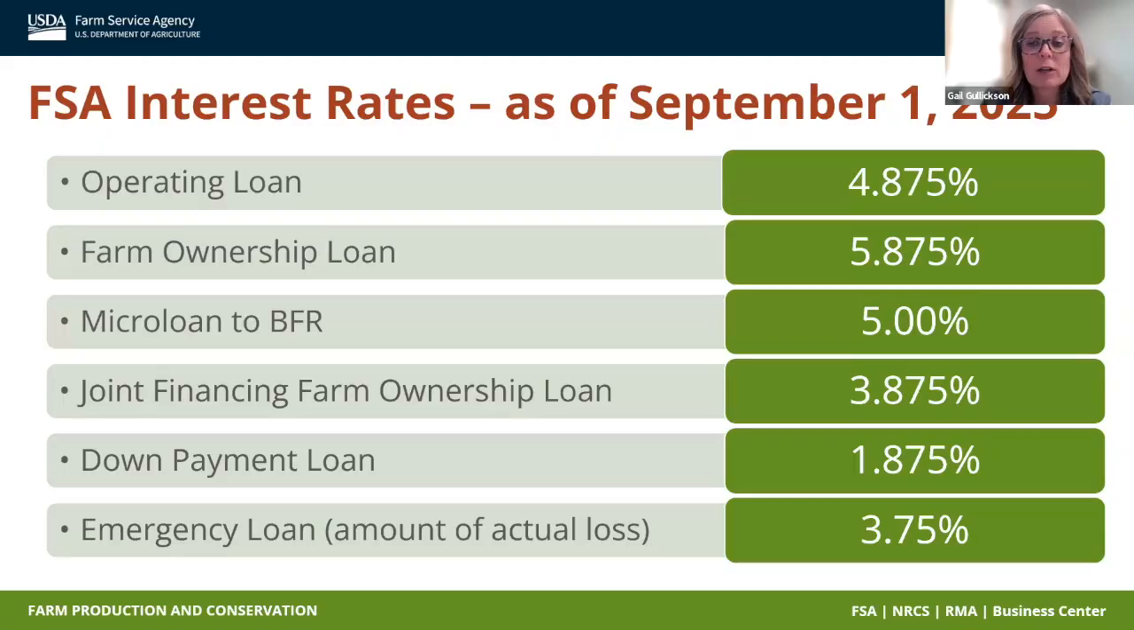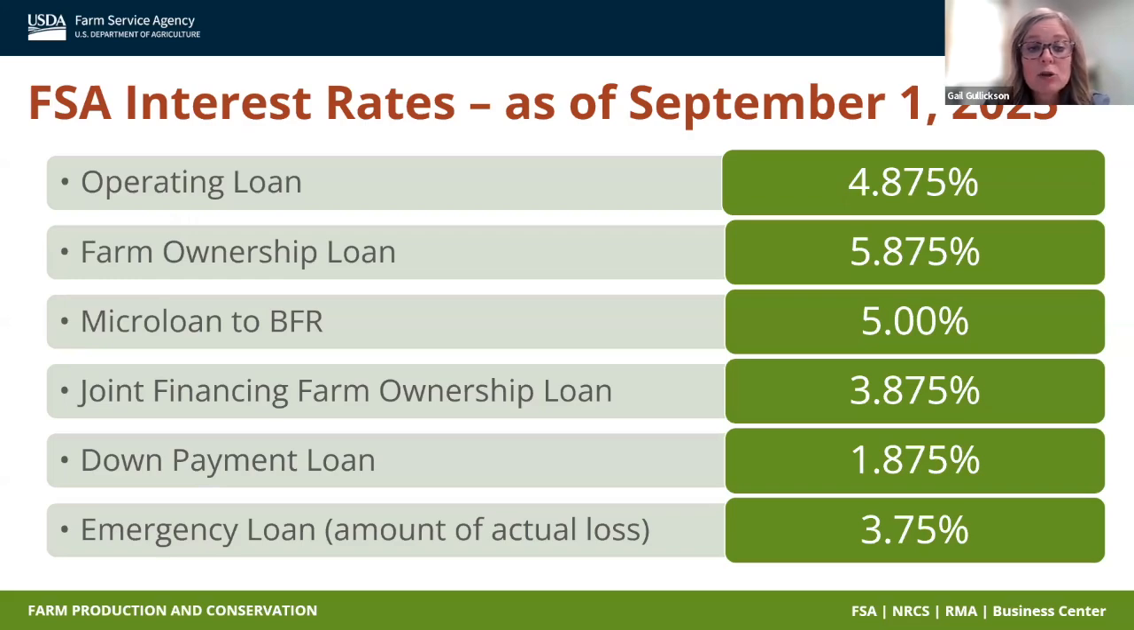Okay, and interest rates. As we know, interest rates are the cost of borrowing money. So there is a little cost. We have very favorable interest rates with FSA, and our rates are updated monthly. So for farm loans that are approved or closed in September, you can see our operating loans are at 4.875%, and farm ownership loans would be at 5.875%.